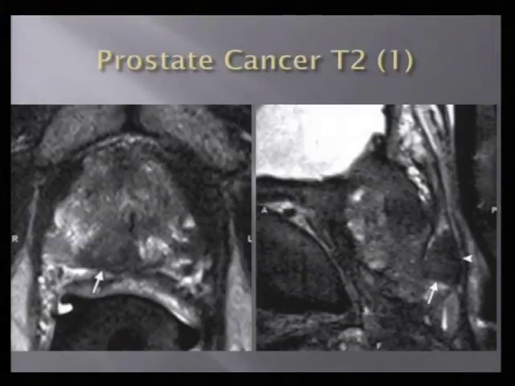Prostate cancer and T2, I talked a little bit about MR physics with you guys. T2 in general, water is bright on T2, and the peripheral zone has a lot of water in it. So in general, usually prostate cancer will be dark on T2.